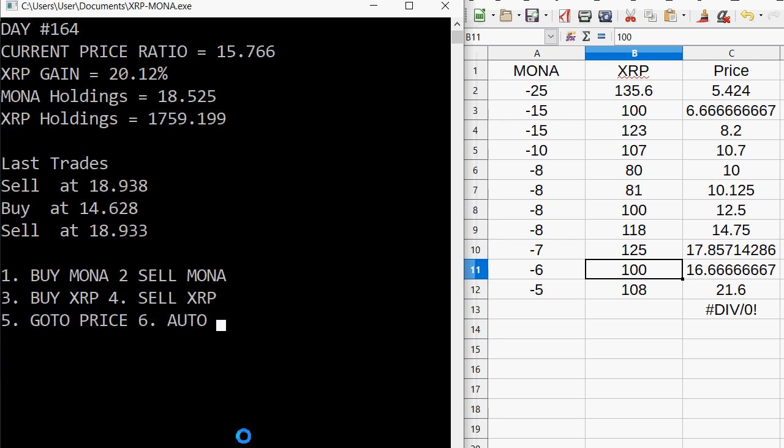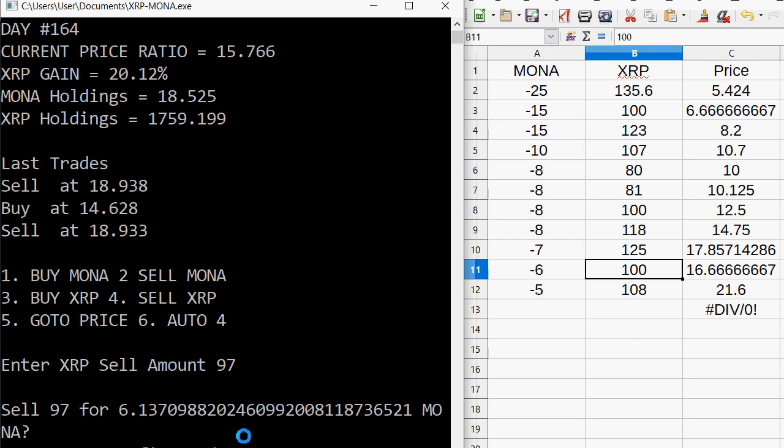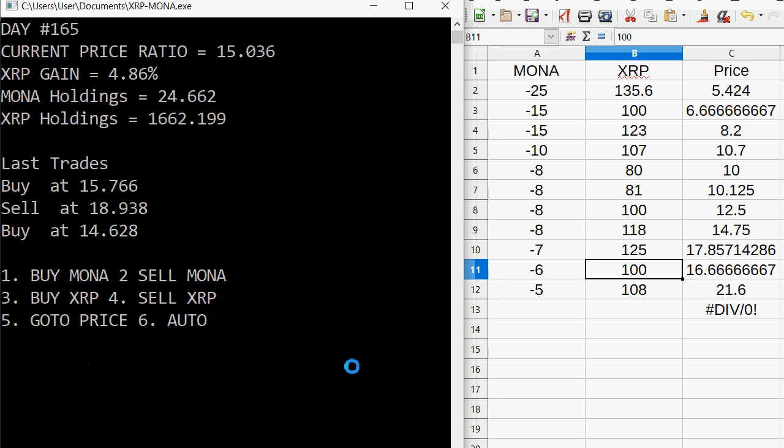And now we got Ripple gaining day 164 now, 20%. So we'll get rid of the last one. It's just an okay regular gain. Sell 97 of them. That would give me 1.13. Okay, let's take it.